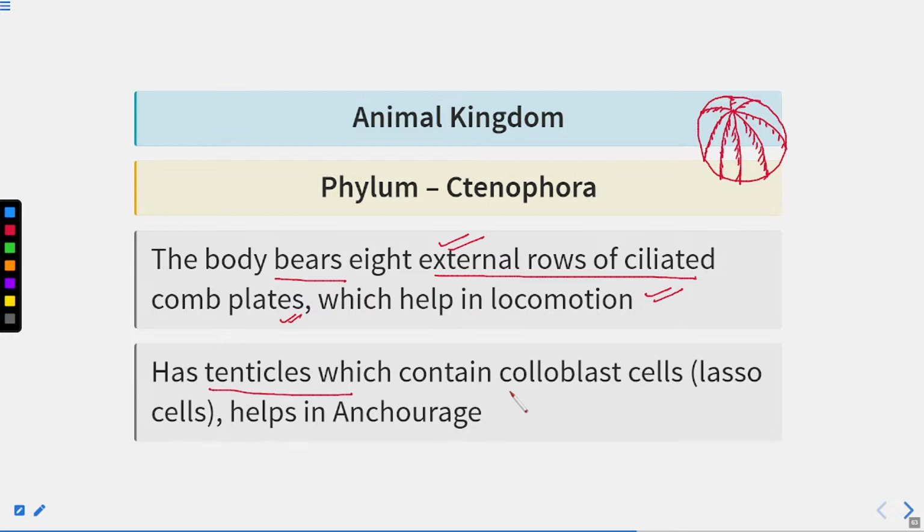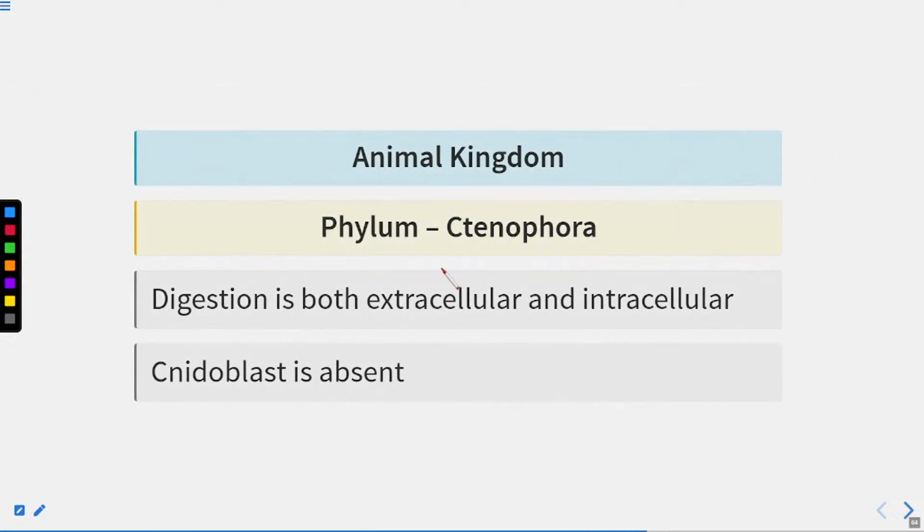They have tentacles which contain colloblast cells, also called lasso cells, which help in capturing prey. This colloblast cell can be asked in the examination. Colloblast cells are present in which phylum? They can give 4 different phyla. So you must remember these colloblast cells, also commonly called lasso cells. This is present in phylum Ctenophora.